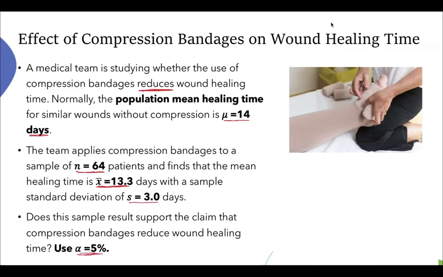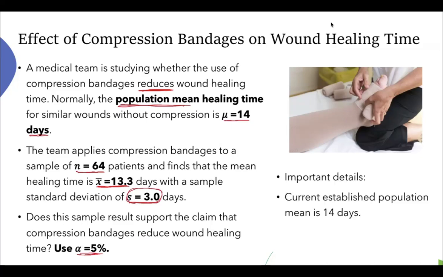So this is a hypothesis test, again, involving a claim about the population mean, like last class. But what's different this time is that instead of being provided with a population standard deviation, we are provided with a sample standard deviation. So key takeaways from reading the problem: you want to understand that the current established population mean is 14 days. And that will become the null hypothesis.